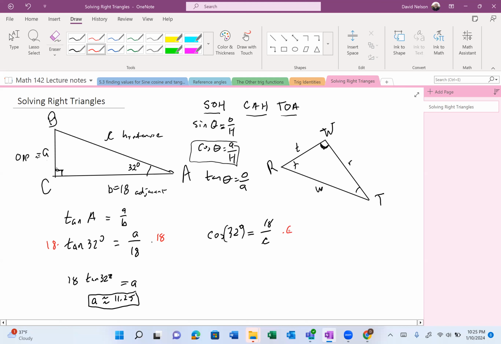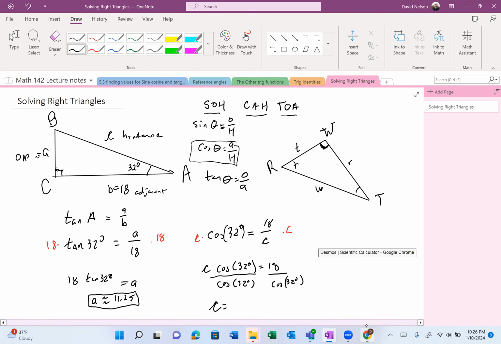So let's multiply both sides of this equation by C. And then I'll get C times the cosine of 32 degrees is equal to 18. And so if I want to get C by itself, I'm going to divide both sides by the cosine of 32 degrees. And then we'll go to the calculator and get an approximation.